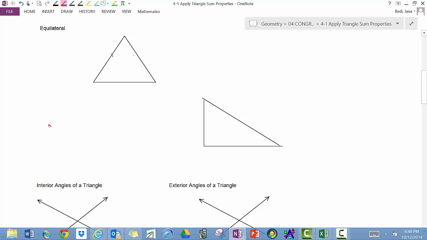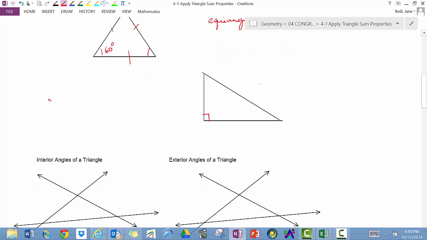A triangle with three sides equal is called equilateral. Equilateral is also equiangular, and the angles measure 60 degrees. So equilateral is also equiangular in a triangle, and the angles measure 60 degrees.